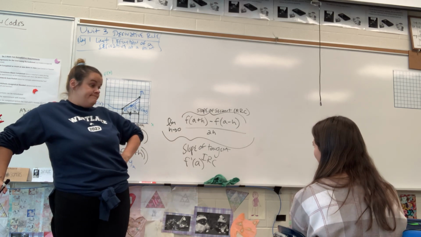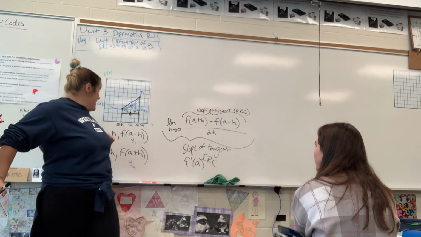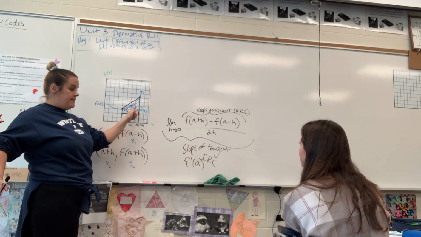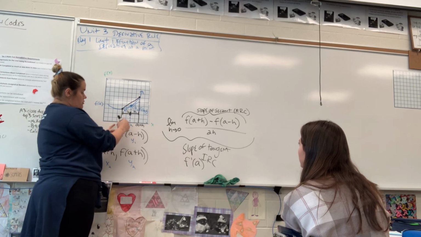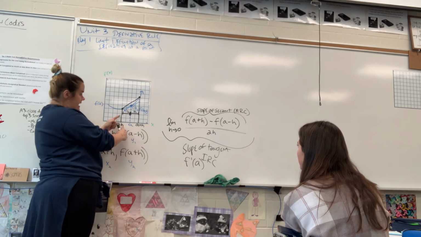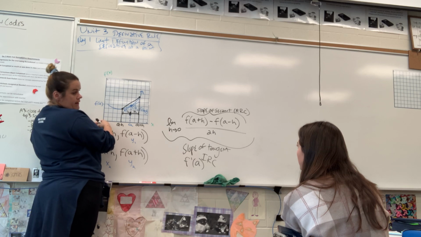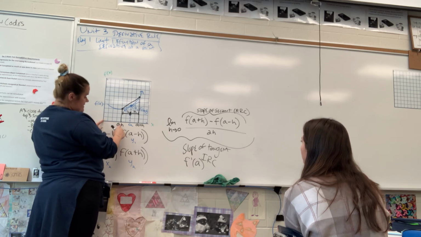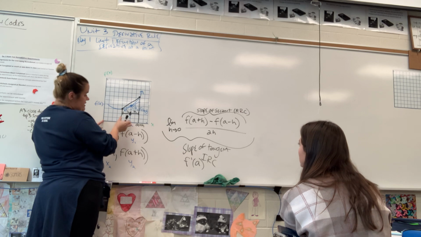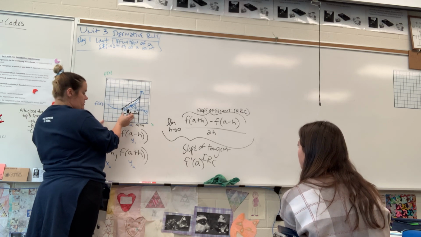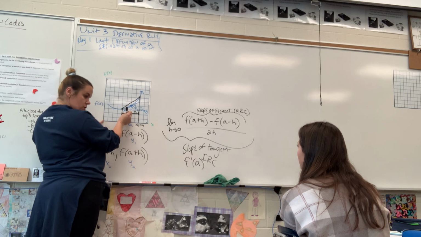Shouldn't the limit be h approaching a, not 0? Why is it 0? Because h is the distance between this point and this point. If h approached a, a minus a would actually be over here. It'd make the secant line actually bigger. Right? Because this is not the x-coordinate, h is the distance between these two. We don't want the distance between these two to become a. We want it to become 0.